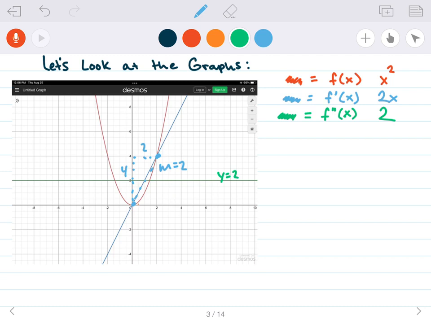Now, the second derivative is always positive, and that makes sense because the first derivative is constantly increasing, right? So that is one way to look at these derivatives and second derivatives with graphs.